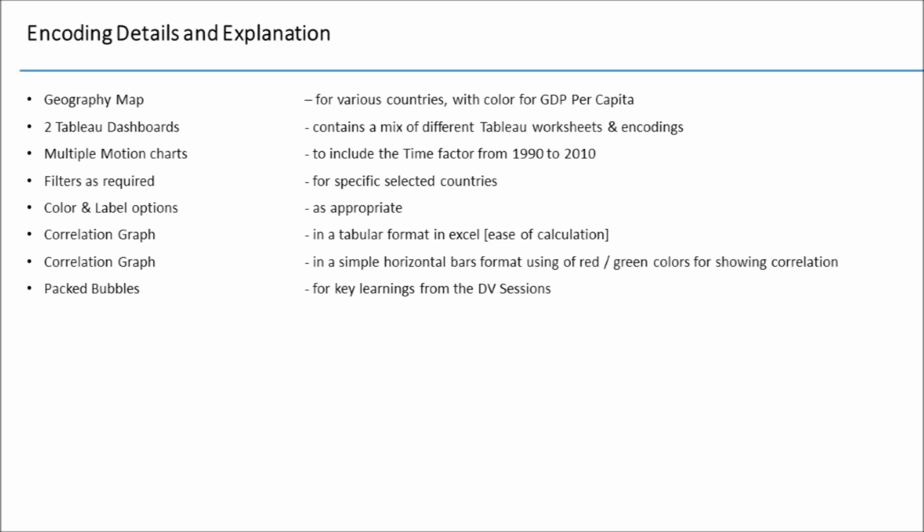Some of the encodings used: a geographical map for various countries with colors for GDP per capita. Two Tableau dashboards contain a mix of different Tableau worksheets and encodings, multiple motion charts to include the time factor from 1990 to 2010, and a correlation graph in a simple project with horizontal bars using red and green colors for showing correlation.